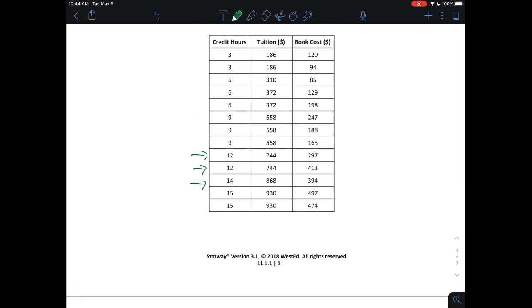Now, how about her book costs? Well, we've got for the person that took 12 credit hours, they had a book cost of $297, but somebody else who also took 12 credit hours, their book cost was $413. And then the person who took 14 credit hours, their book cost was $394. So a question you might have at this point with the book costs is, well, it looks like that is a little bit tough to judge based off of how many credit hours you took. And you've probably experienced this yourself. Book costs for, say, a math class might be different than for a yoga class. So if you think about it in that point of view, it sort of depends on what the classes are.